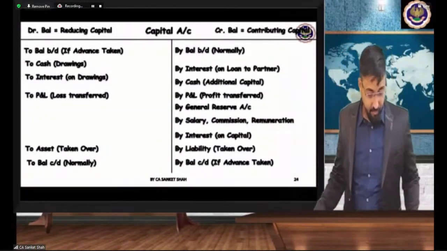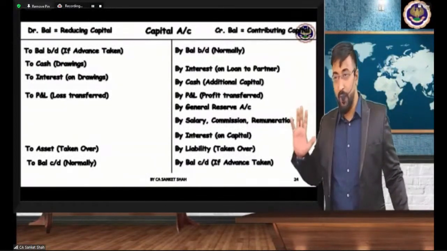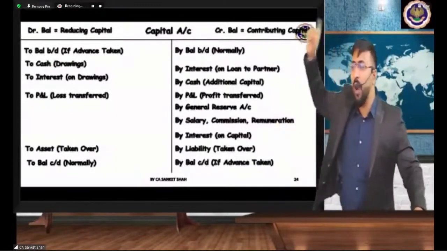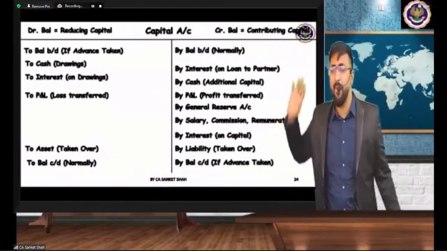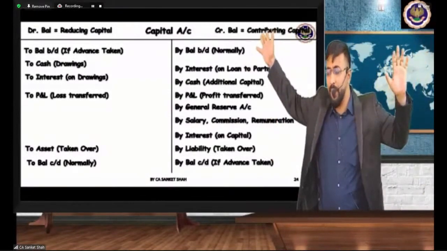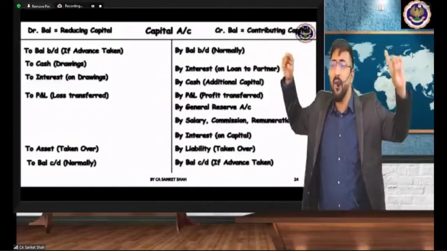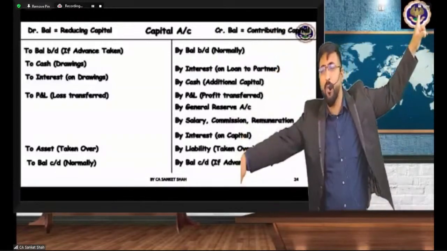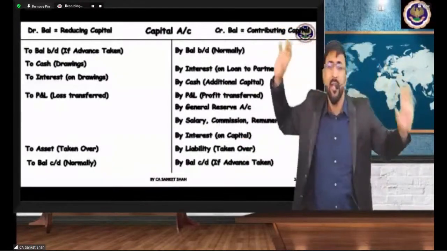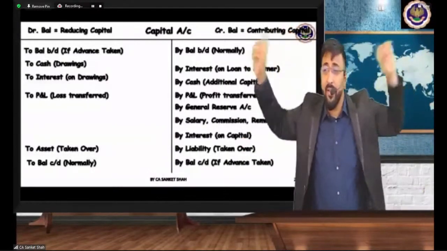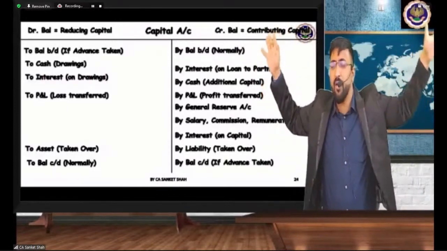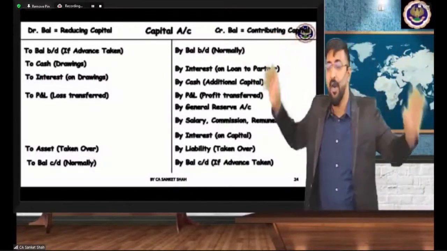Okay, so capital account, one more time, a quick revision. That is 3 times, the speed is 3x now. Capital account, how to remember? Capital account is credit plus and debit minus. Credit plus is contributing capital, and reducing capital is capital reduced, so debited. It starts from by balance brought down and ends on to balance carried down, and to balance brought down if an advance is taken by the partner and by balance carried down, in that case he is a debtor. So remember the creditor-debtor relationship. The creditor will be on the credit side, the debtor on the debit side.